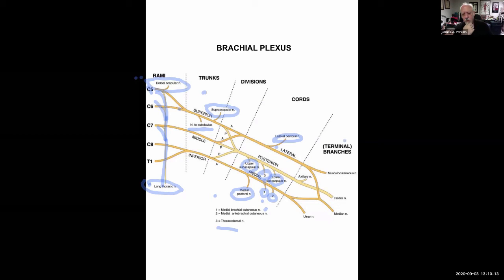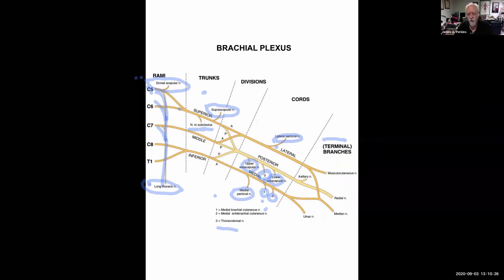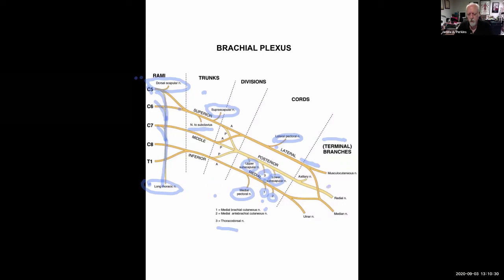And finally, we get out to the terminal branches. These are the large branches where the 3 cords end. And this is the last point where they split, and they remain separate from this point down. The lateral cord terminates here, where it gives off the musculocutaneous nerve and part of the contribution to the median nerve.